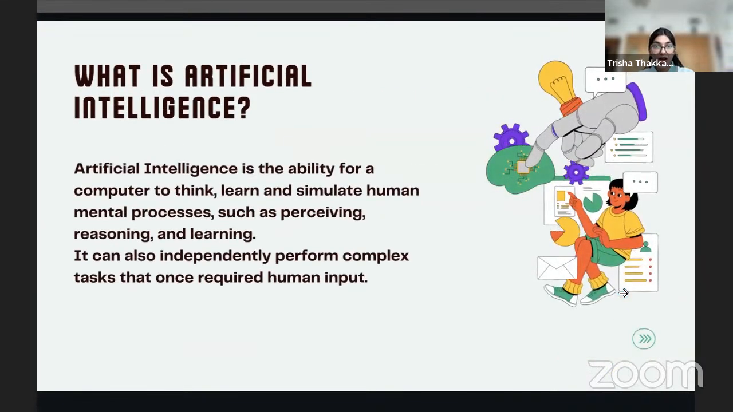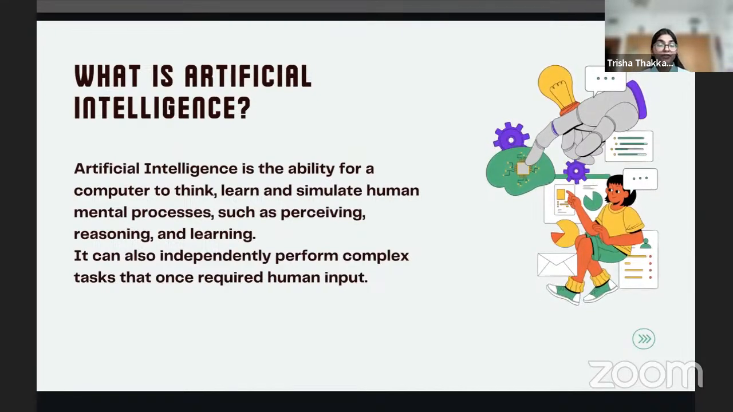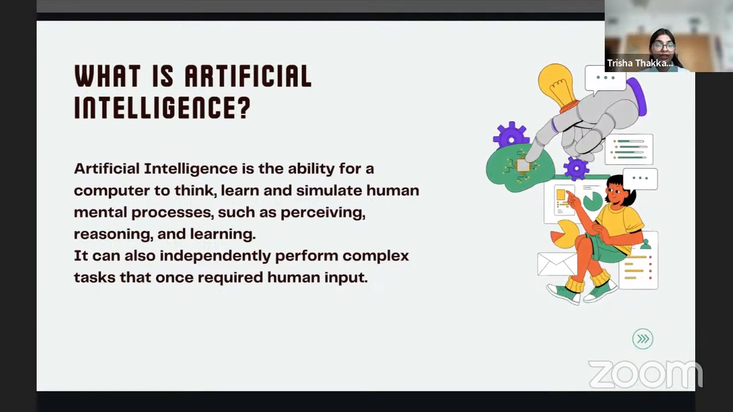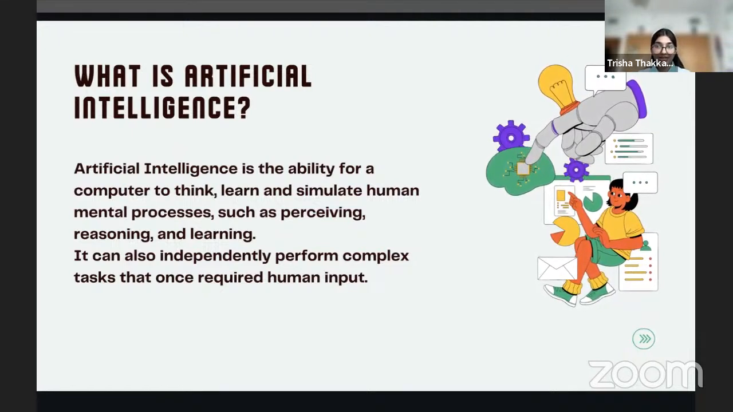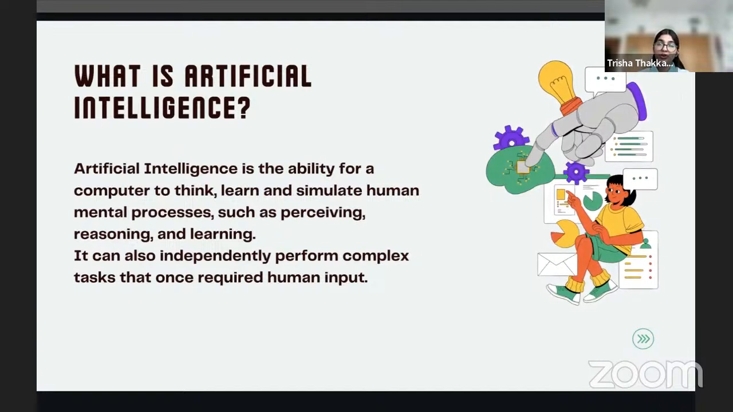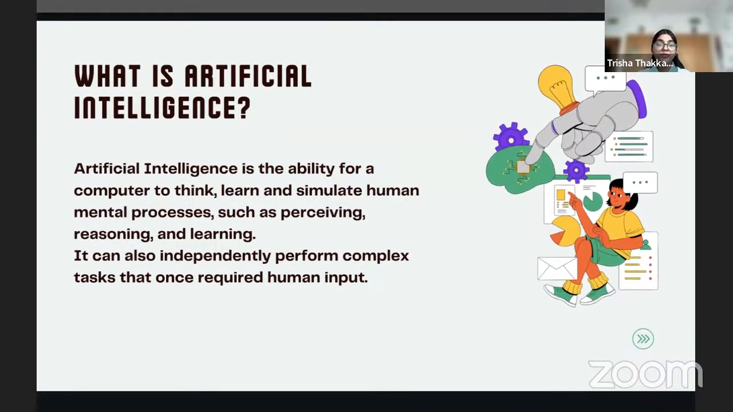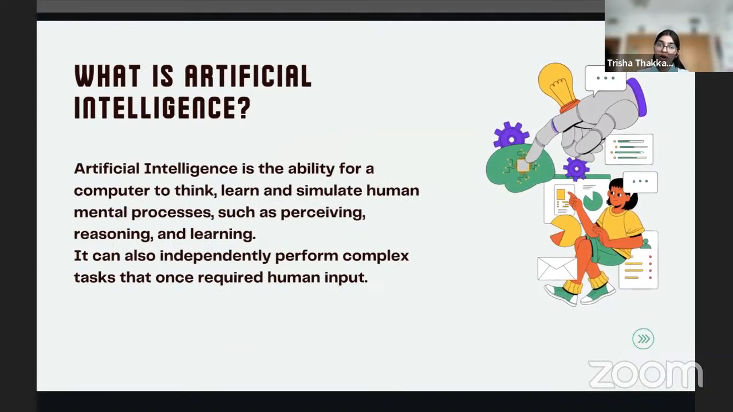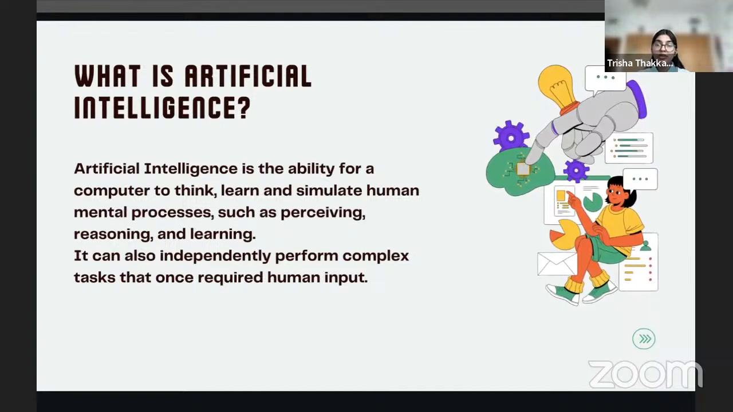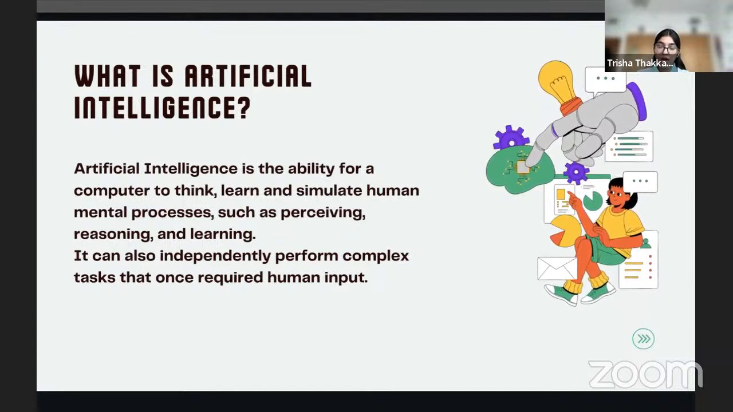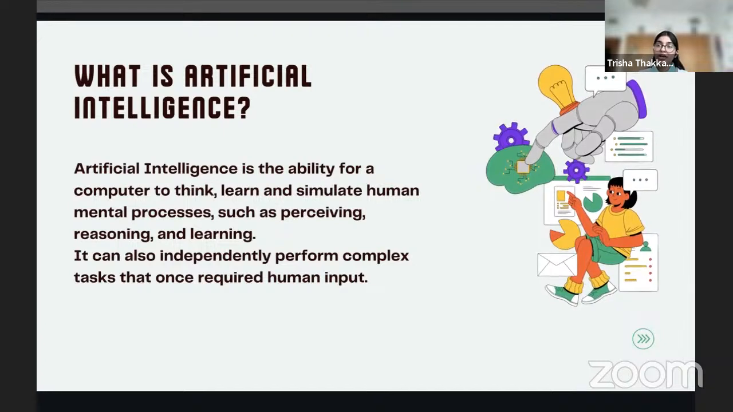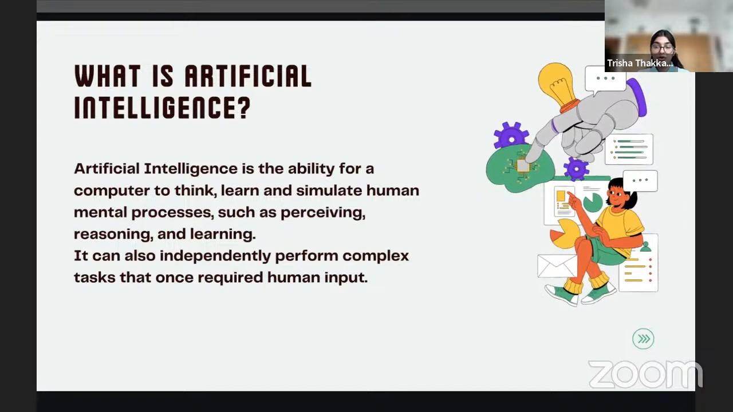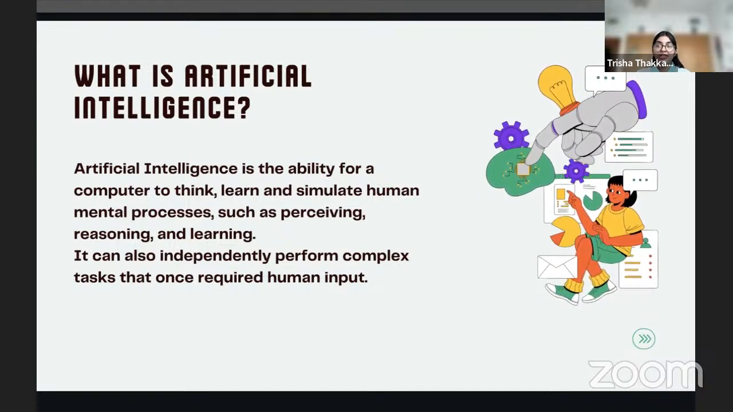So, what is artificial intelligence? Artificial intelligence, commonly known as AI, is the ability of a computer to think, learn, and simulate human mental processes such as perceiving, reasoning, and learning. It can also independently perform complex tasks that once required human input. On its own or combined with other technologies, AI can perform tasks that would otherwise require human intelligence or intervention.